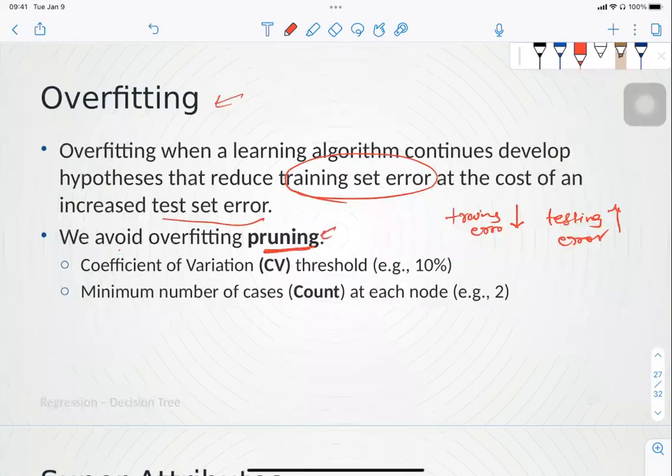So for the coefficient of variation, let's say the threshold should be 10%, and the minimum number of cases, the count at each node, is, for example, 2. This is how we can set the parameters of pruning, and in this way we can avoid overfitting of the data. If a node has variance more than 10%, let's say it is 15, then the decision tree will prune that branch and will not move further, and hence we avoid overfitting.